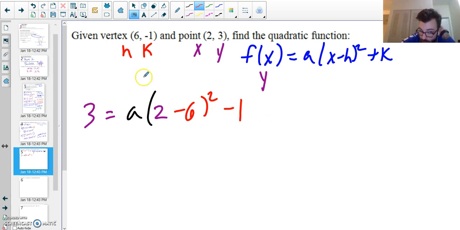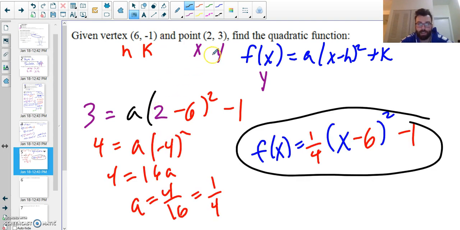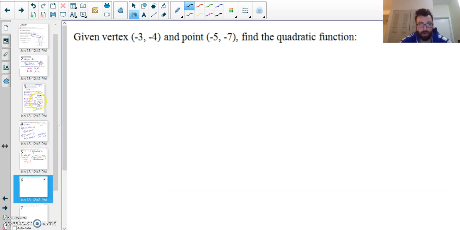Now solve for a. So I want you to pause now and I'm going to solve for a. Again, I substituted everything I knew. I knew that x was 2, y was 3, h was 6, k was -1, and I'm solving for my a value here to get 1/4. And I write it as a quadratic function just like this. Okay? Why don't you try number 6 now? Go ahead and try number 6, and I'll put up my work in a minute.